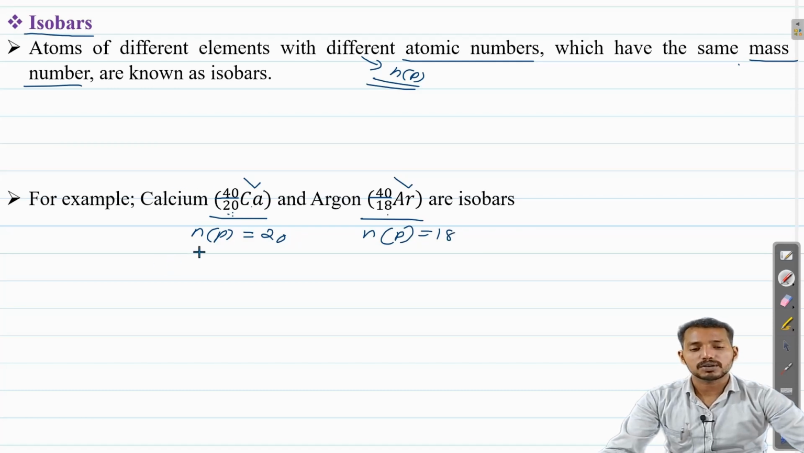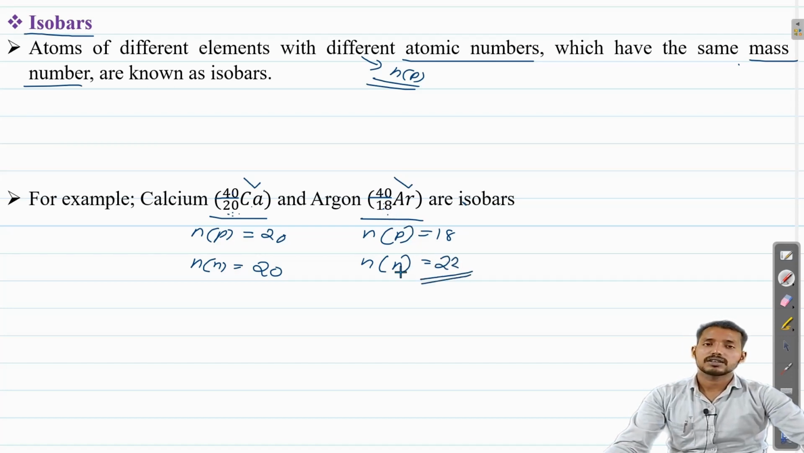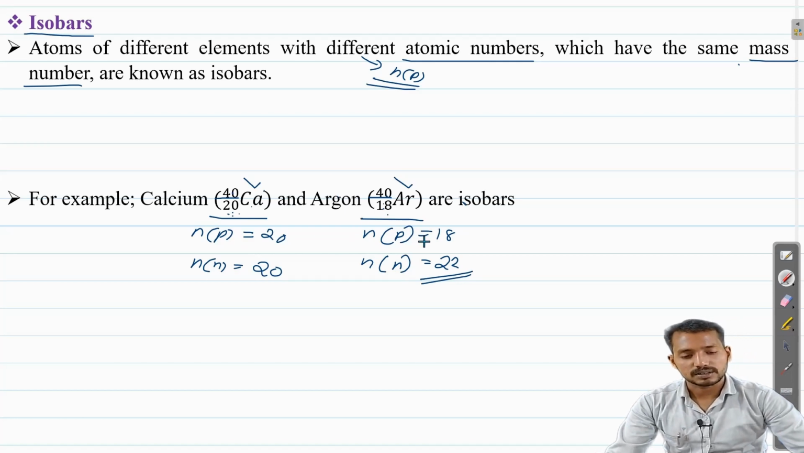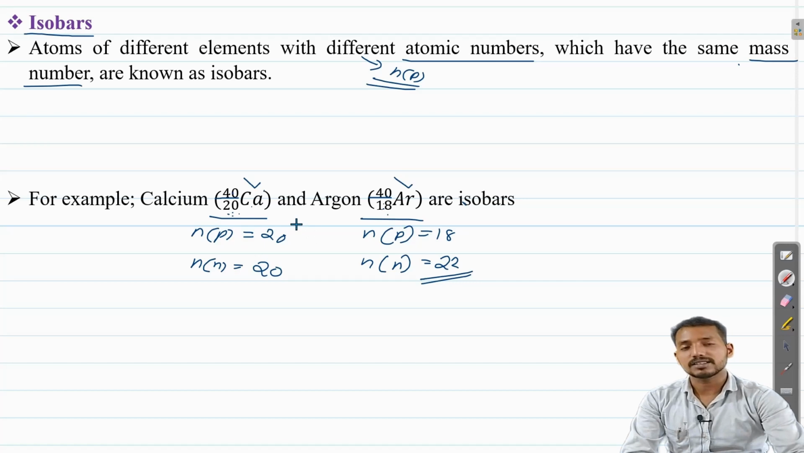What about the number of neutrons? We can say the number of neutrons is equal to mass number minus atomic number, that is 20 here. And here the number of neutrons is equal to mass number minus atomic number, 40 minus 18, which is 22. Clear? So in this example both the numbers of protons and neutrons are different. So we cannot say anything about neutrons, but we can only say that the atomic number is different and the mass number is the same.